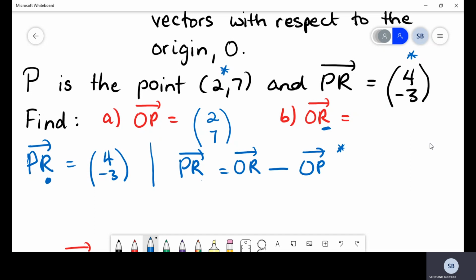Okay, so we have used our vector rule to break up our vector PR into OR, subtract OP.